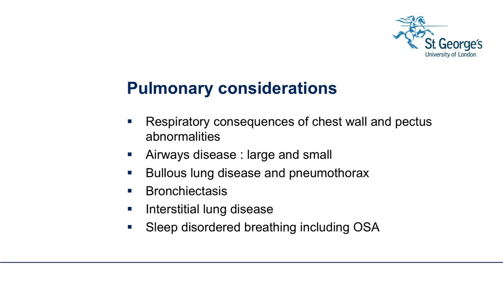Connective tissue occurs in the lung, another stretchy organ. Respiratory consequences of chest wall and pectus abnormalities may limit lung function. Airways obstruction, both large and small airways, is common, and about 20% of children have asthma.